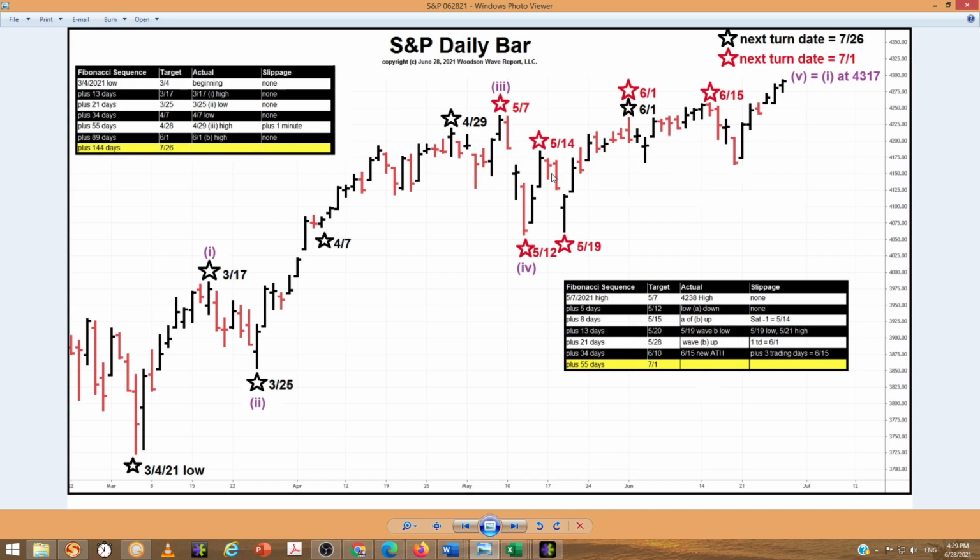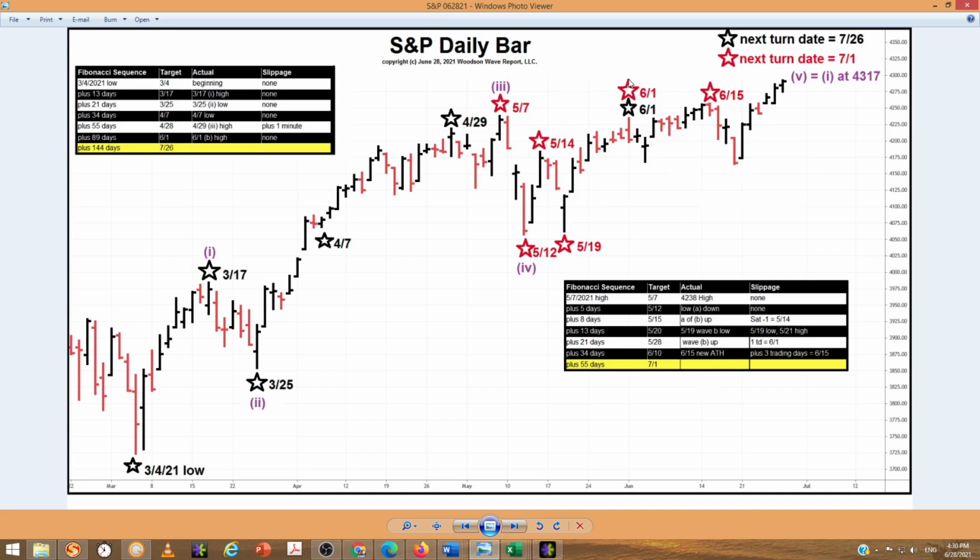We have another one working from the previous all-time high on May 7th, and you can see this one came down to 5.12. No slippage there. 5.14 was the turn date. 5.15 was a Saturday, so the market topped as close as it could on Friday the 14th. The next turn date was 5.20. 5.19 marked the low, so it was off by a day. And then this one hit 6.1 as a turn date also. It was off by 1 trading day.